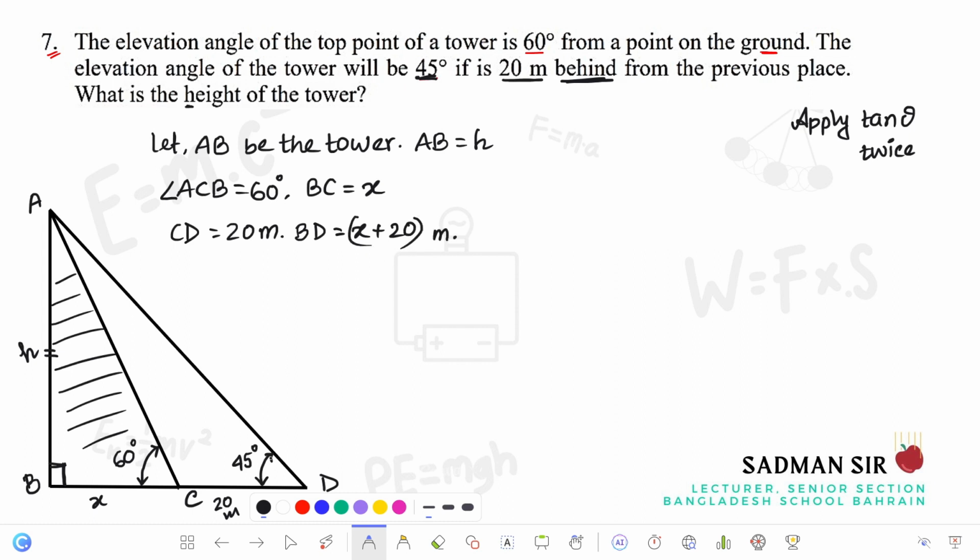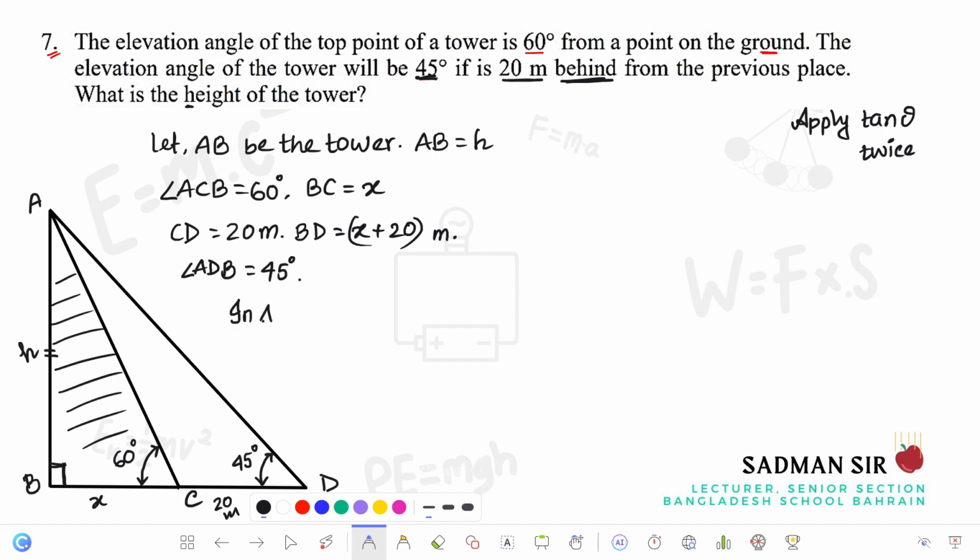Okay, and the angle that is formed here is ADB. Angle ADB is equal to 45 degree. Okay, so we have listed up all the given information. Now it is time to apply the formulas and solve the problem.